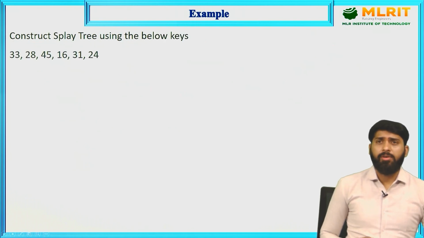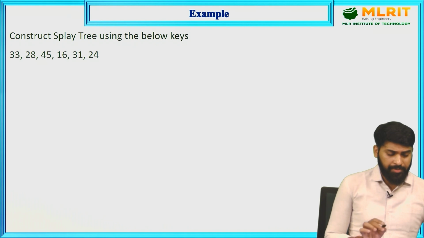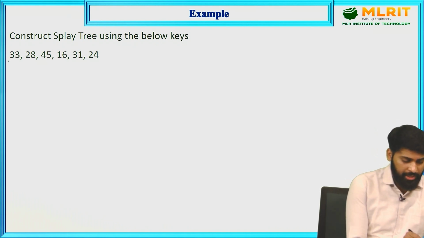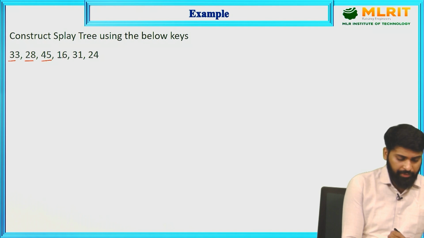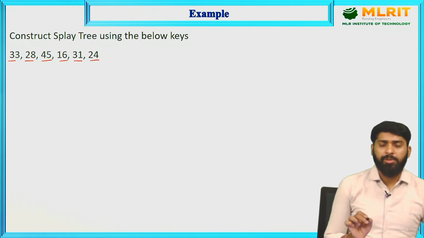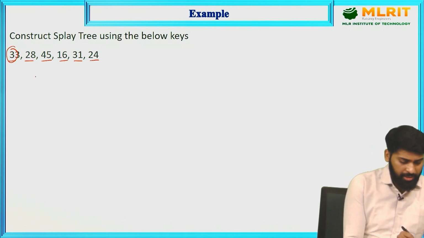Now we see splay tree with one example. Construct a splay tree using the keys 33, 28, 45, 16, 31, 24. As per the definition of splay tree, the newly inserted data is always the root of the tree. So now, the first element is 33.